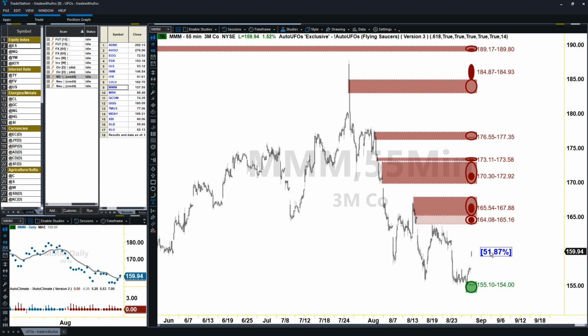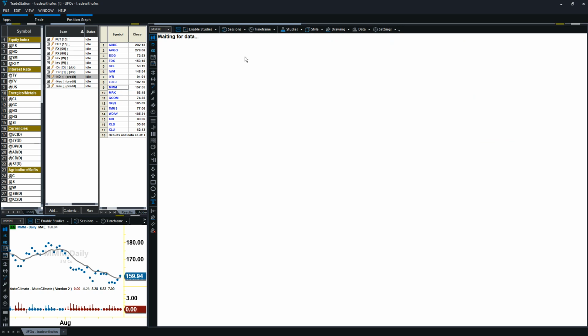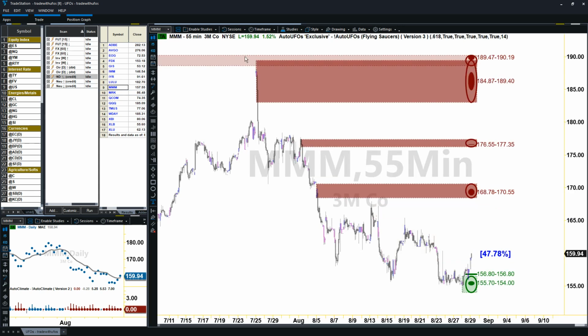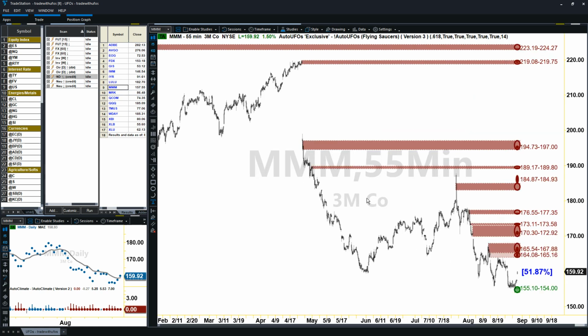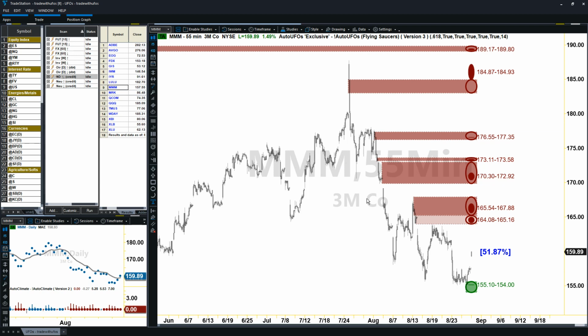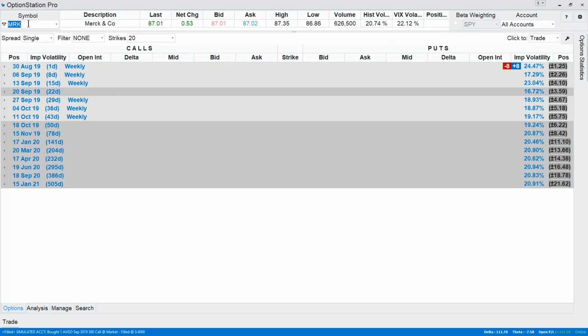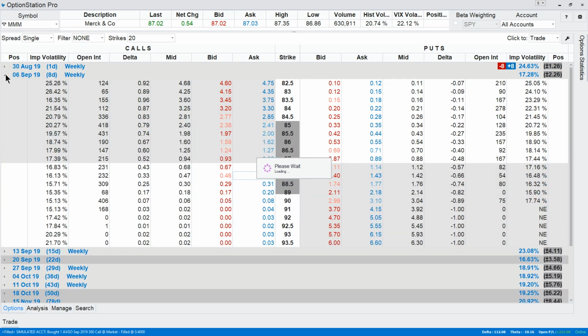We got 51% with regular session. Pre and post market goes from 51 to 47. So clearly, much better to use regular session for MMM. The only problem is that we need at least 2 UFOs to defend ourselves, at least 2 barriers. So I'm just going to go ahead and input MMM and go for the next expiration date.